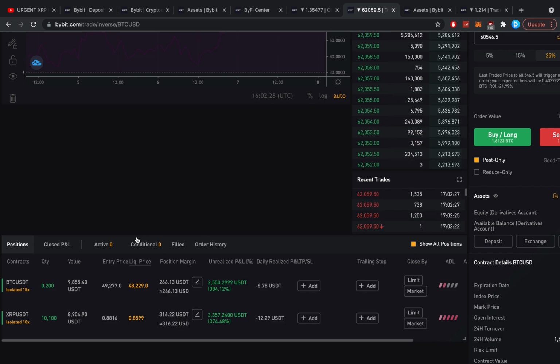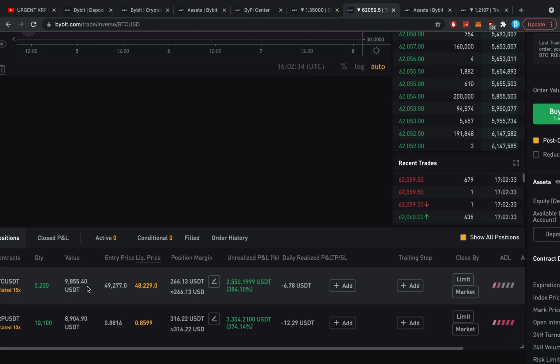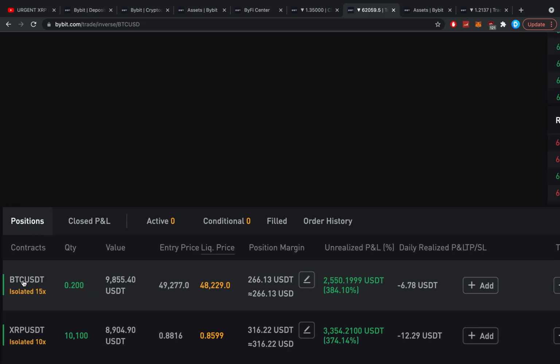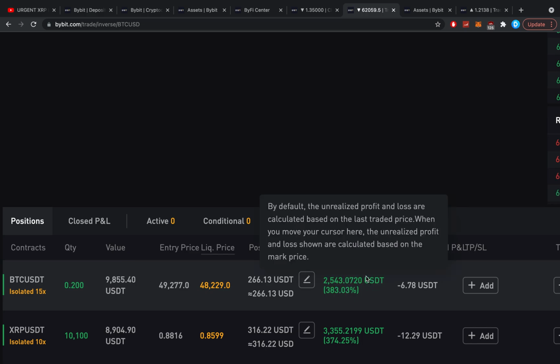So at the bottom here, you'll see we have the quantity, value, entry price, liquidation price, position margin, a lot of these words. Let's quickly go over them. Here's the contract. I bought Bitcoin with USDT. And again, the value is also mentioned in USDT because that's basically the money that I'm going to get paid in, like you can see right here.